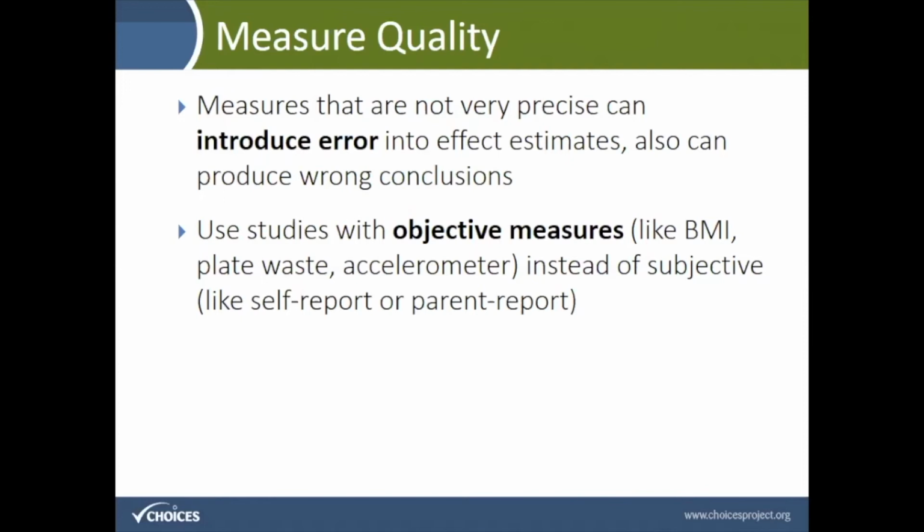The reason we do that, again, is because that's another way that can introduce a weakness into the effect estimate, and we just don't want to do that. We don't want to use something where we don't quite trust the results. So we always stick to studies that use objective measures, like height and weight that's clinically measured, dietary intake that's done through plate waste or other strong dietary assessments, and accelerometer-measured physical activity.